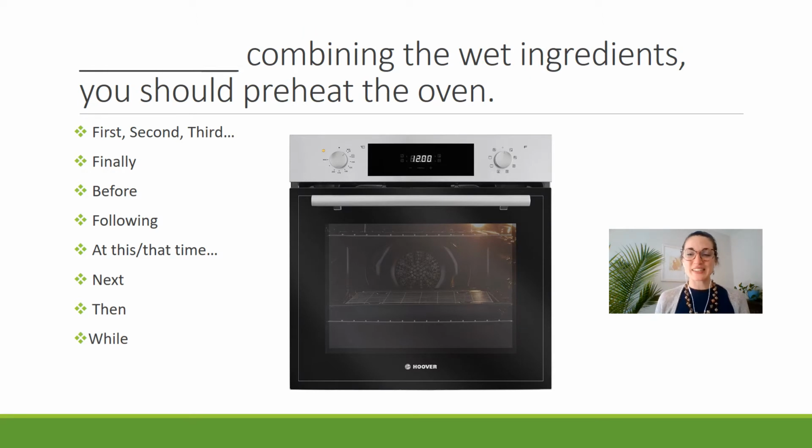Let's take a look at another example, following on our cake theme here. You'll see on here, blank, combining the wet ingredients, you should preheat the oven. Now this one has a couple of specific words we might use, and if you had something like this where it has the list of different options and then you could fill in the blank, what you might do is just read them out loud. So some of the ones that could work here grammatically and to make sense of our time transitions would be, before combining the wet ingredients, you should preheat the oven. Or following combining the wet ingredients, you should preheat the oven. Or while combining the wet ingredients, you should preheat the oven.